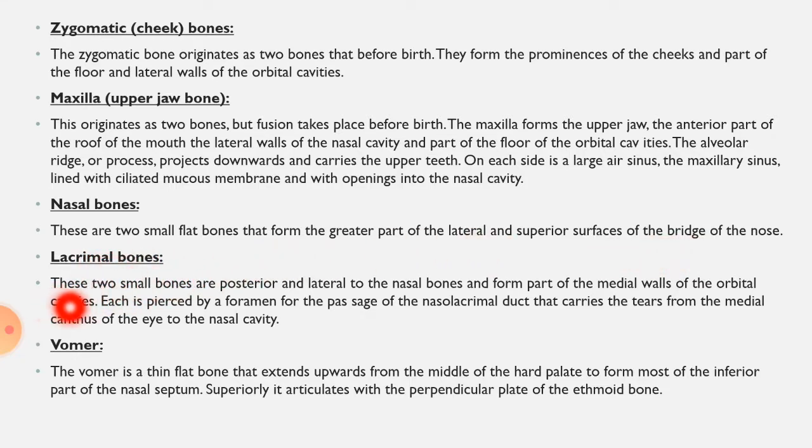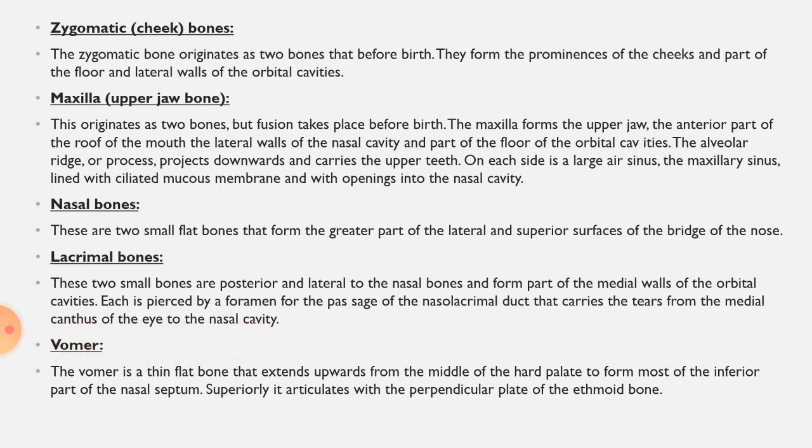Lacrimal bones, these two small bones are posterior and lateral to the nasal bones, which we have already seen, and form part of the medial walls of the orbital cavities. These will form the medial walls of the orbital cavities, but they lie lateral to your nasal bones. And there will be a foramen, where the nasolacrimal duct passes, and it carries tears from the medial canthus of your eye to the nasal cavity.